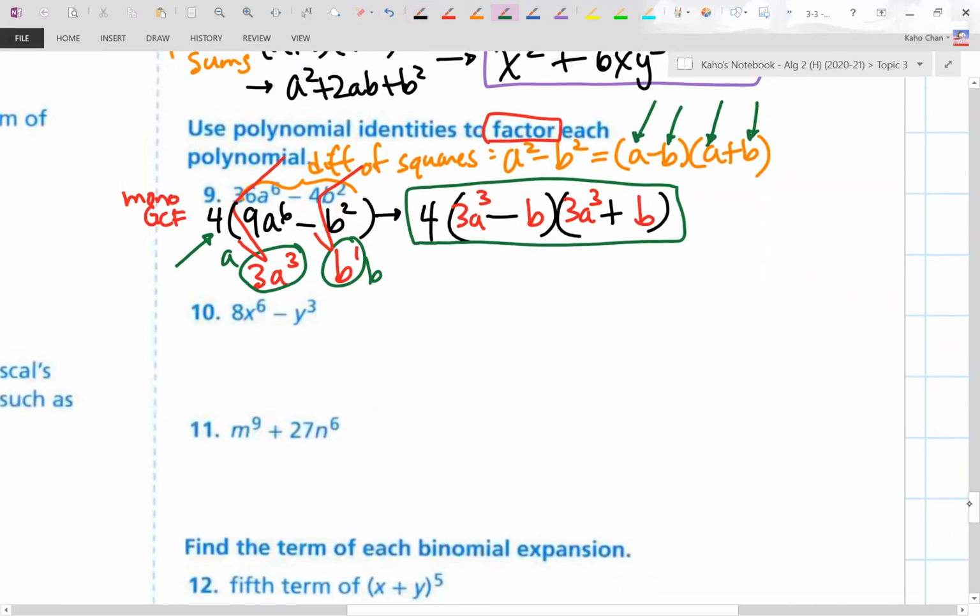Number 10. What the heck is that? Y to the third? There's nothing I can factor out for a monomial GCF from both of those terms here. Are those a difference of cubes? Is 8x to the 6th cube rootable? Is y to the third cube rootable? The answer is yes. This is a difference of cubes.